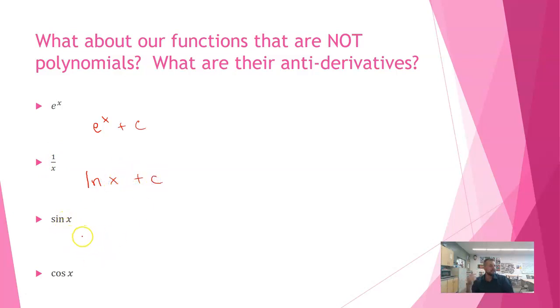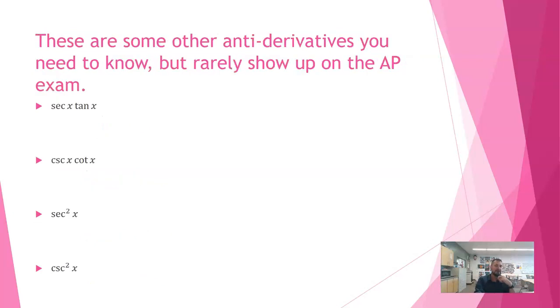What did I take the derivative of to get the sine of x? Well, this one's a little bit tricky because this is the antiderivative, which means what did I take the derivative of to get sine of x? That would be negative cosine of x plus c. And cosine of x, I took the derivative of sine of x plus c to find that derivative. To find out when I took the derivative of that, I got cosine.